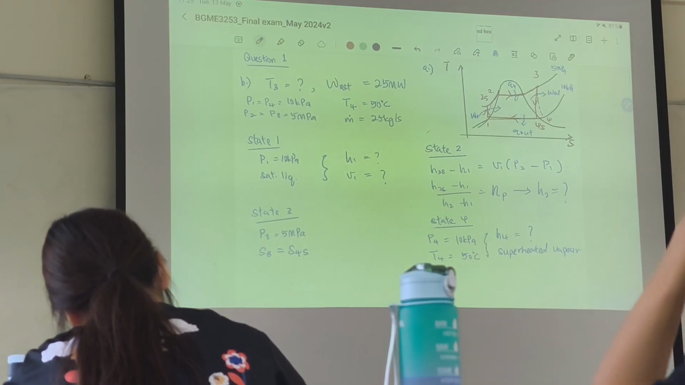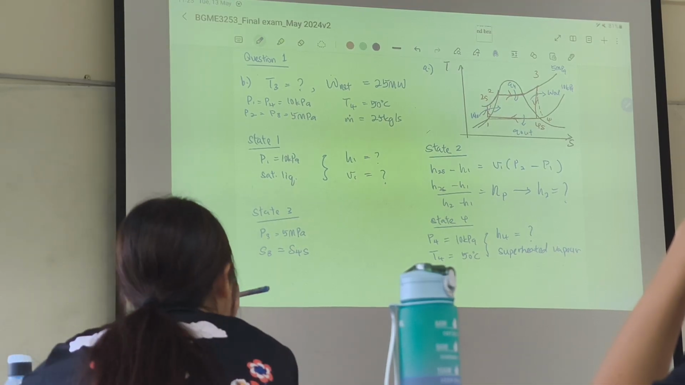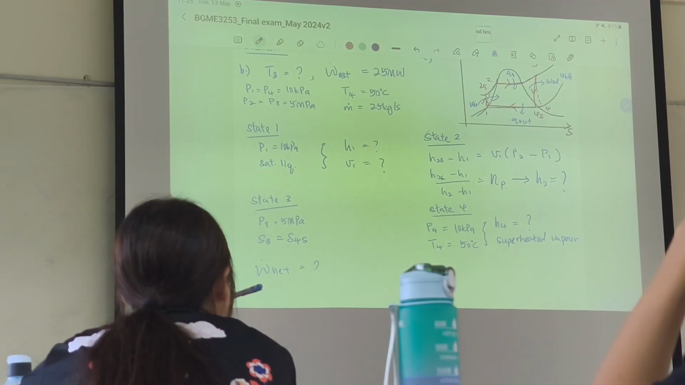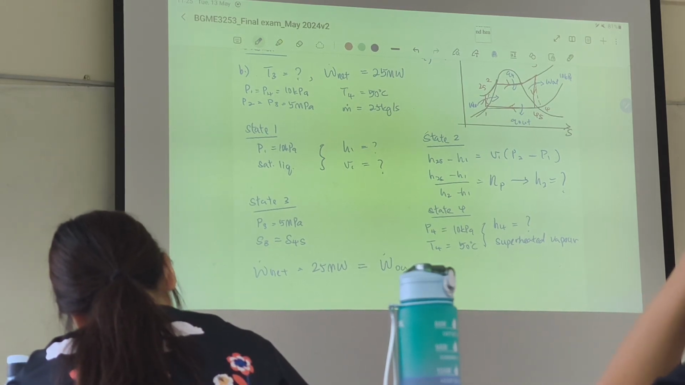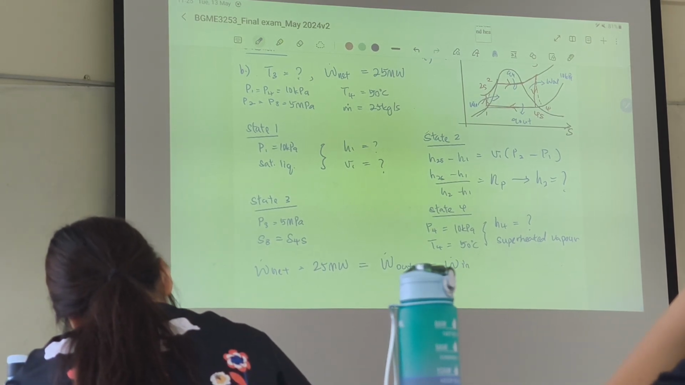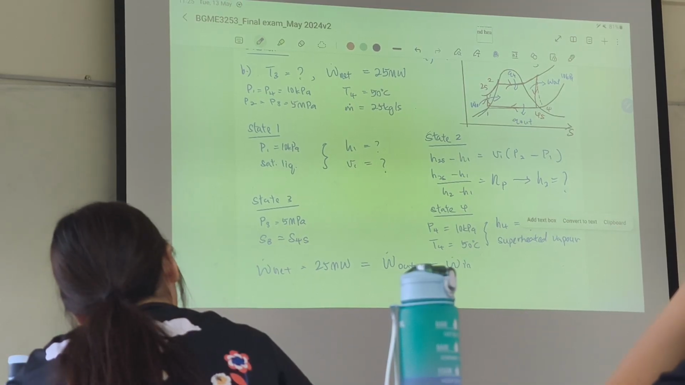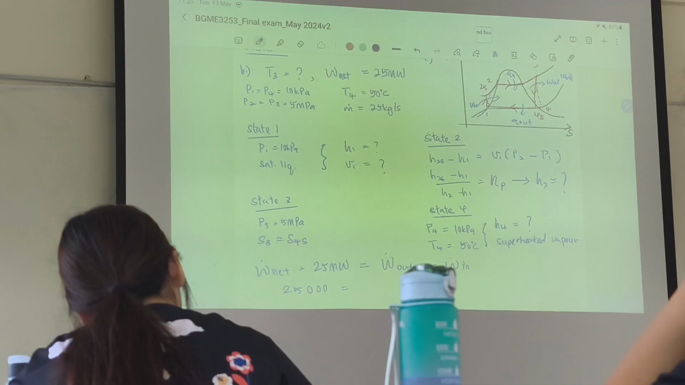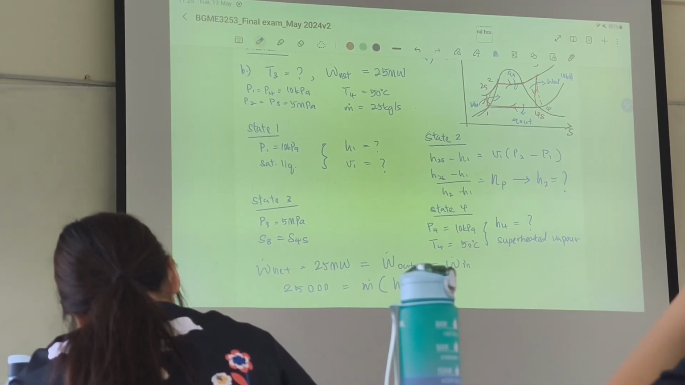Okay, so now we look back at what we have. Alright, so what does the question give you? The question actually gave you work net, right? Which is 25 megawatt, and this is equal to work out minus work in. So you actually can find h3 from here, which means this is 25,000. Okay, so mass flow rate times the work out, which is h3 minus h4.